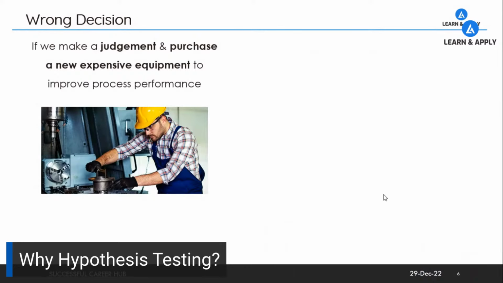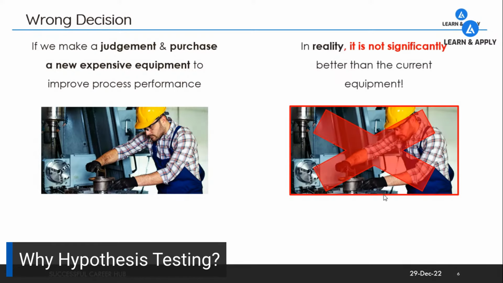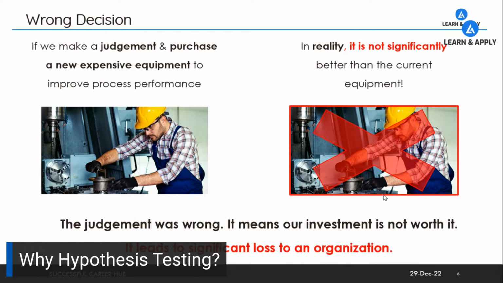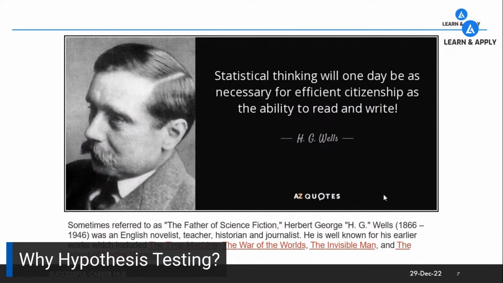Let's say you are going to purchase one piece of equipment, and based on your experience or judgment you say that equipment is very good. You make a judgment and purchase a new expensive equipment to improve process performance, but when you execute that in real life on your field, you find that it is not significantly better than the current equipment. Yes, it is somewhat better, but it's not significantly better. Then what is going to happen? It leads to significant loss to the organization, right? That's why taking the correct decision is very important.